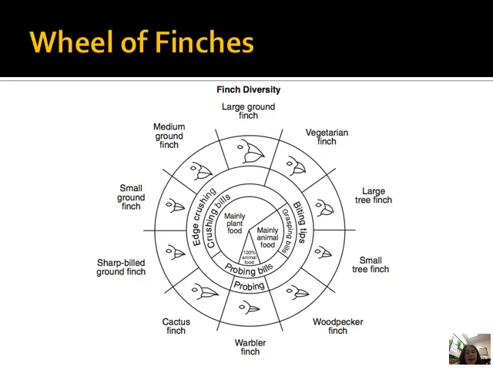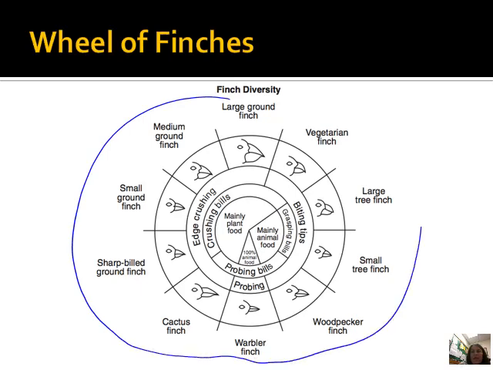The Beaks of Finches lab is represented sometimes on Regents exams by the wheel of finches. This is the wheel of finches. Notice we have a variety of different finches here on the Galapagos Islands. The way to interpret the wheel of finches is to pay attention to the center.